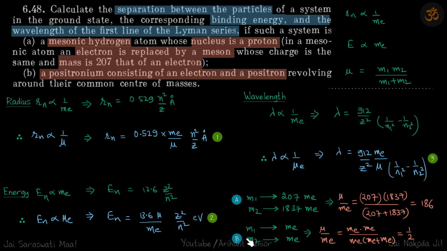And in part B for the positronium, M1 and M2 are both equal, and their masses are the same as the mass of the electron. So mu by Me becomes 1 by 2. When we want to find the radius, we'll put the value of mu by Me as 1 by 2. So our radius will be twice the original radius, so twice of 0.529 angstrom. Similarly, energy we can also calculate. We'll put the value of mu by Me as 1 by 2, and our Lyman series line will have the energy of 13.6 by 2.